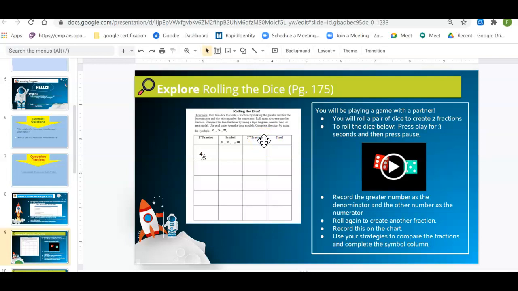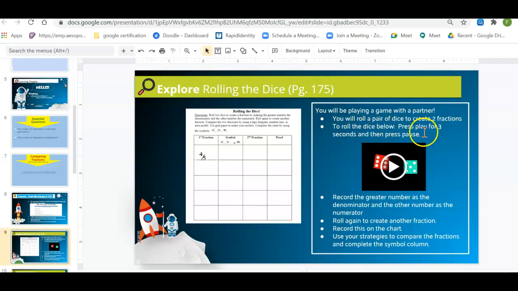Now, working individually, if you're watching this from home, you could not make it to the live session, you can still compare fractions on your own, or you can get a family member to play along with you. So what's going to happen is you will be playing a game with a partner. You will roll a pair of dice to create 2 fractions.